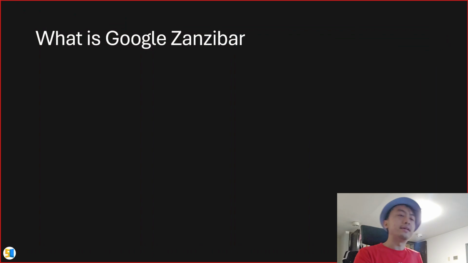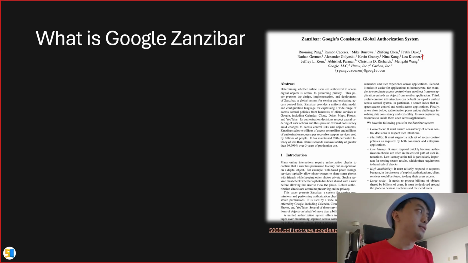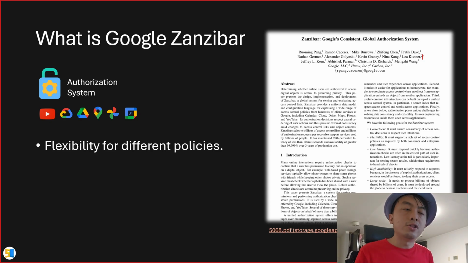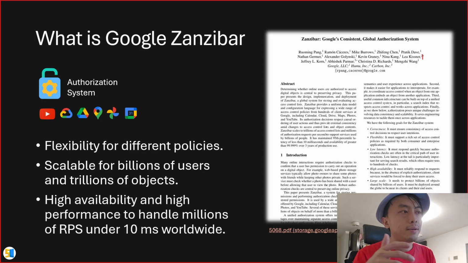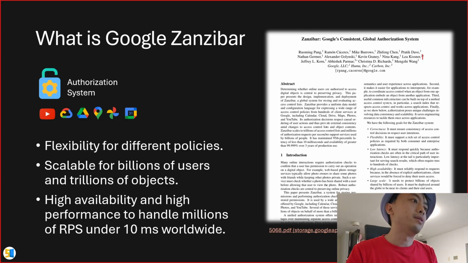What is Google Zanzibar? They published a paper, Zanzibar: Google's Consistent, Global Authorization System. This is Google's authorization system for their products. They had a requirement to build one authorization system that's flexible enough to be built on top of different policies, because they want the same user experience of authorization while using different products. It needs to be scalable for billions of users and trillions of objects. It needs to be highly available. The performance needs to be very good, able to handle millions of RPS in a very short amount of time, worldwide. Wow, impressive.